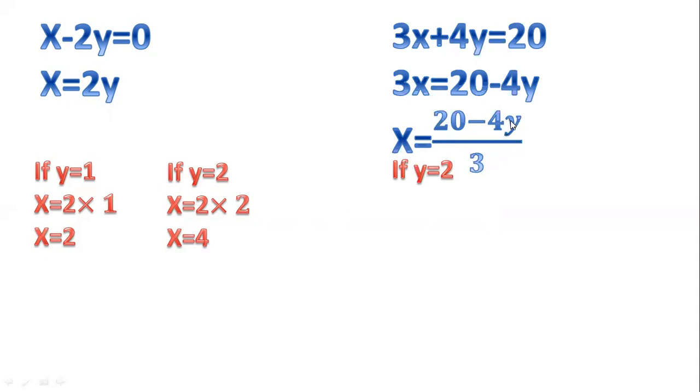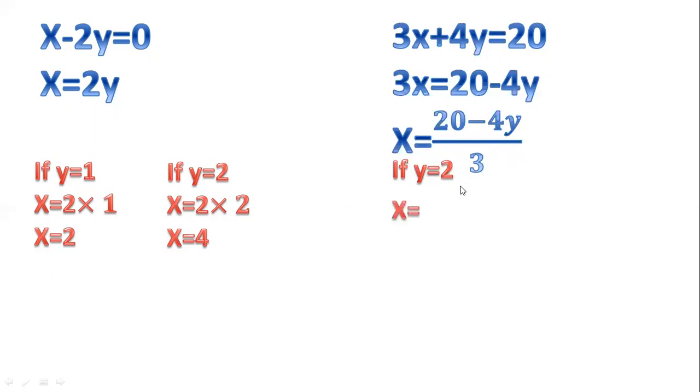See here, if I put 0 in the place of y, 4 into 0 is 0, 20 minus 0 is 20, that is not divisible by 3. If 4 into 1, that is 4, 20 minus 4 will be 16, that is also not completely divisible by 3. If I put 2 in the place of y, that will become 4 into 2, that is 8. So 20 minus 8 is 12, that is completely divisible by 3. So put the value for y such a way that 20 minus 4y should be divisible by 3.